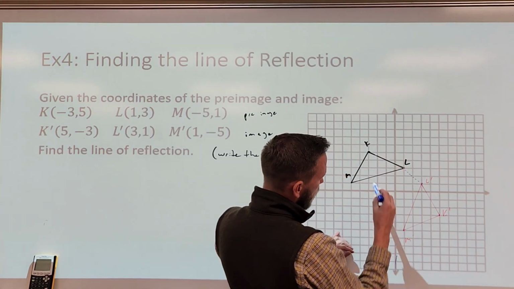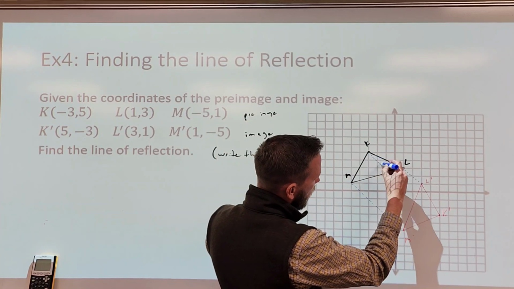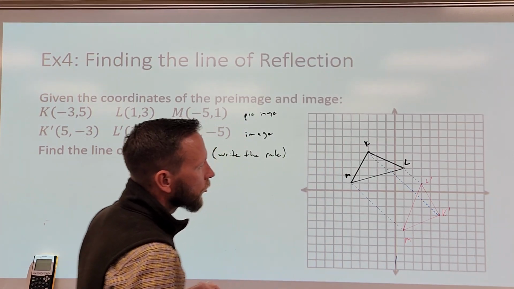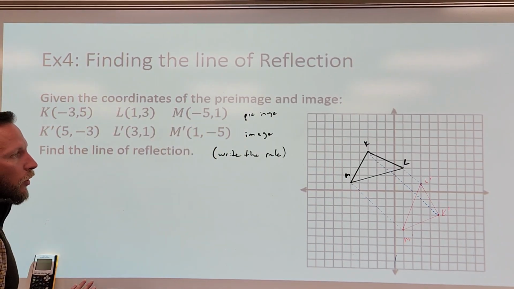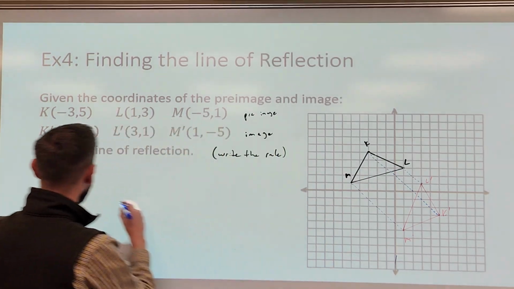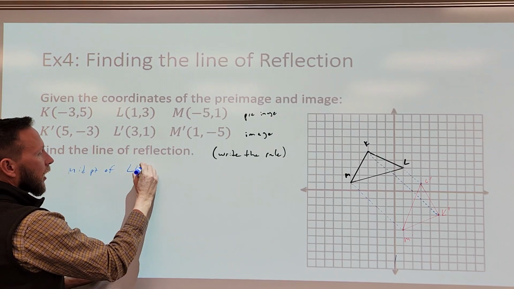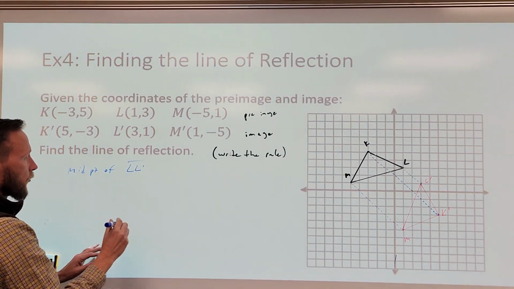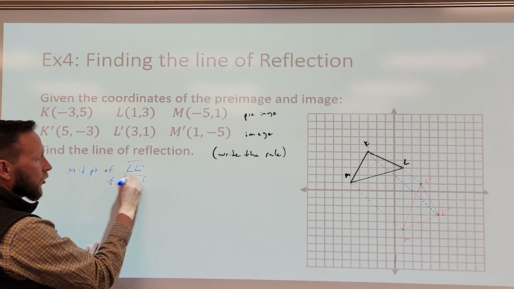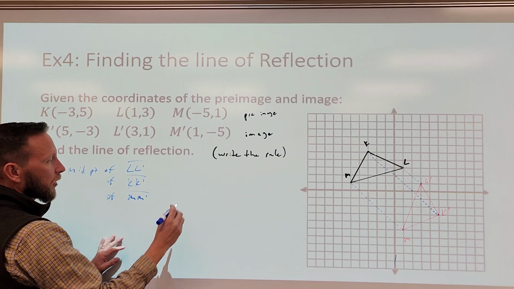We've got this connection here. We've got that connection there. And we've got that connection there. So with each of these, what we want to do is find out where the midpoint of these are. Now you can find the midpoint of L prime using the midpoint formula. You can also find the midpoint of K prime using the midpoint formula, of M prime using the midpoint formula.